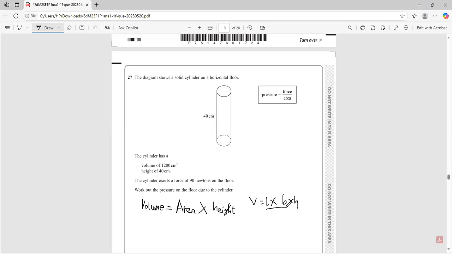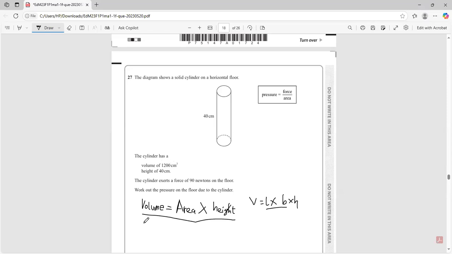A cuboid is simply similar to a cylinder. The only difference is that instead of having a circle at the top and at the bottom, it has a rectangle, okay? And it is separated by what? A height. So if I understand this simple formula that I just gave you, I can apply it to this cylinder.